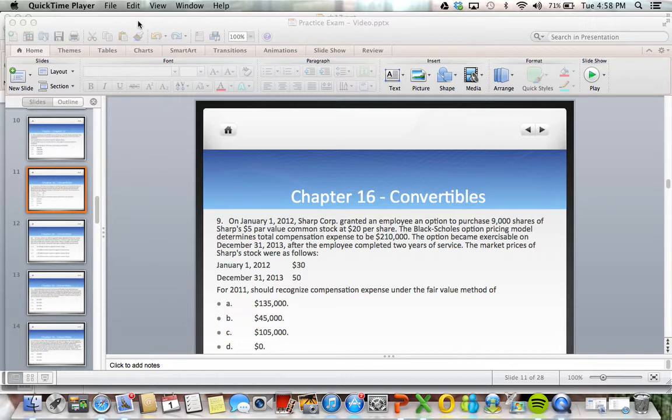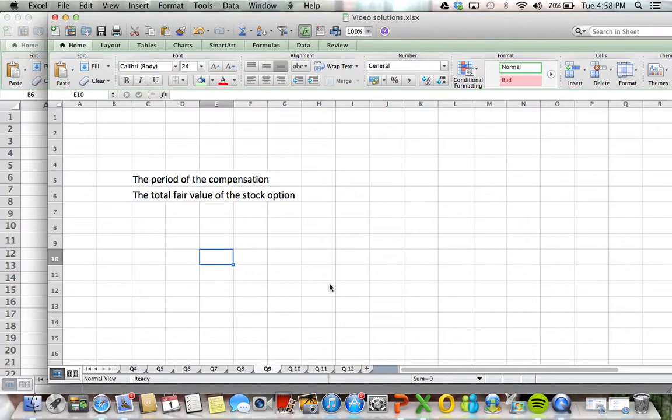The option became exercisable on December 31, 2013, after 2 years of service, and the market price of the stock was as follows. So what do we really need to know? There's so much information here, but keep in mind with stock options, I really want you to focus on just two ideas, especially for compensation plans: the period of the compensation and the total fair value of the stock.